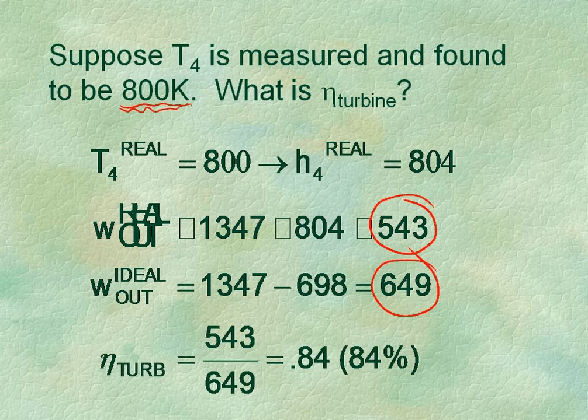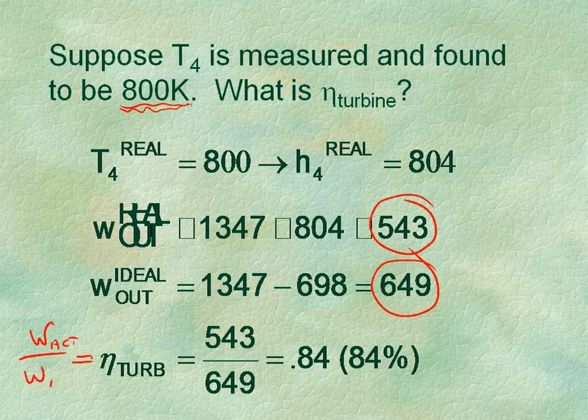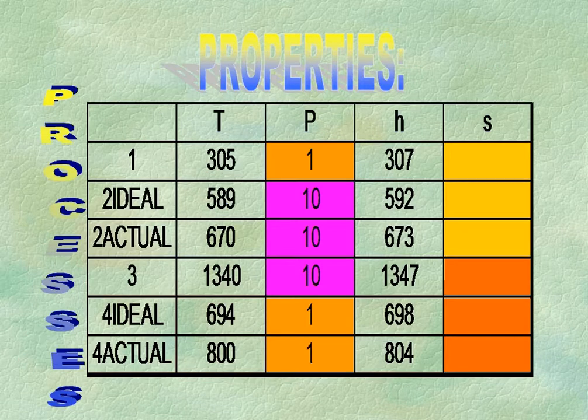In a turbine, it's the work that you get, which is usually always less than the ideal work, actual divided by work ideal, and that comes out to 84%. So if we summarize this and put our enthalpies up here in a chart, then we can start to do our energy balances to find the thermal efficiency of the overall process.